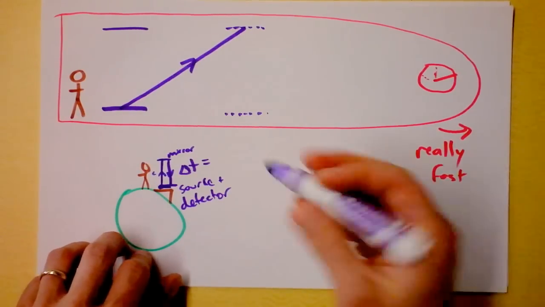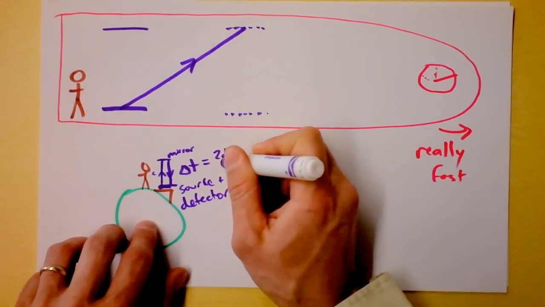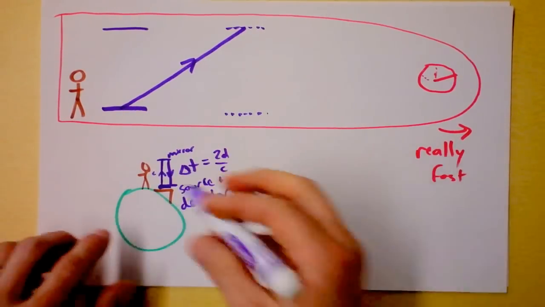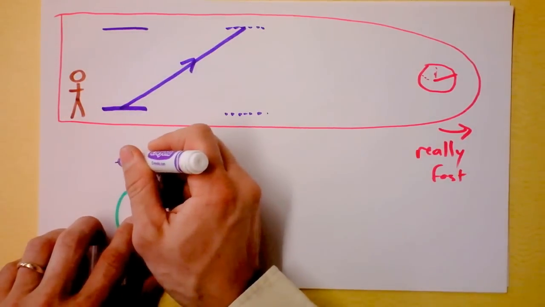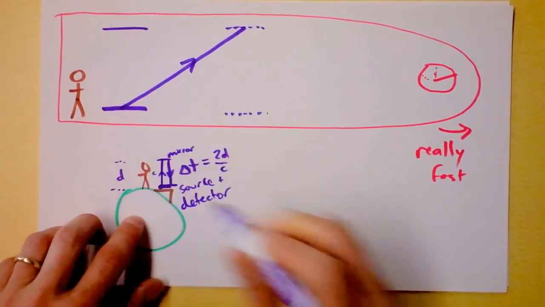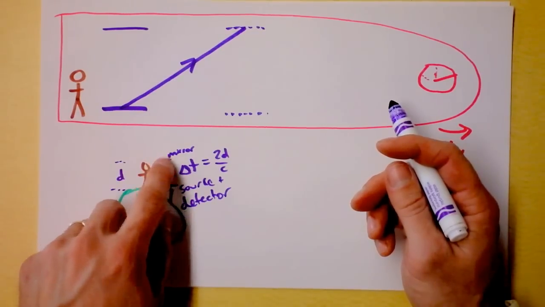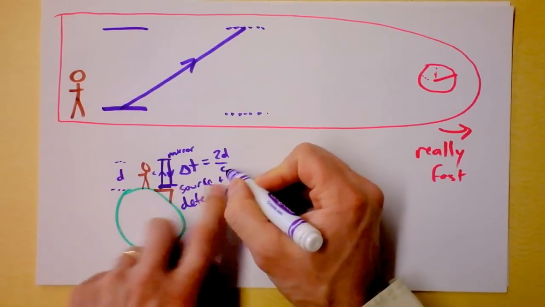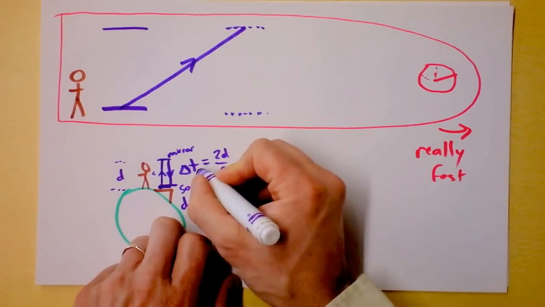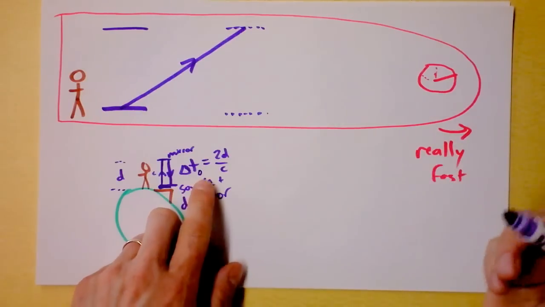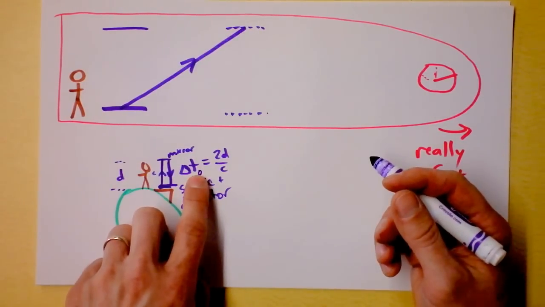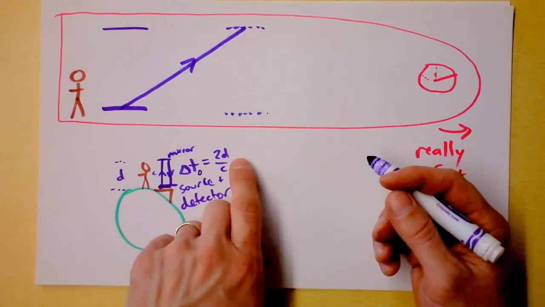That time that it takes is going to be 2 times the distance divided by the speed of light. And I'm going to say that distance is the separation between the two sides of the clock. So the time for one tick is from there to there. It's twice the distance divided by the speed at which the light goes. And I'm going to put a little subscript there, 0. That means this guy's looking at this clock and he doesn't see it moving. So he says the time is that big.